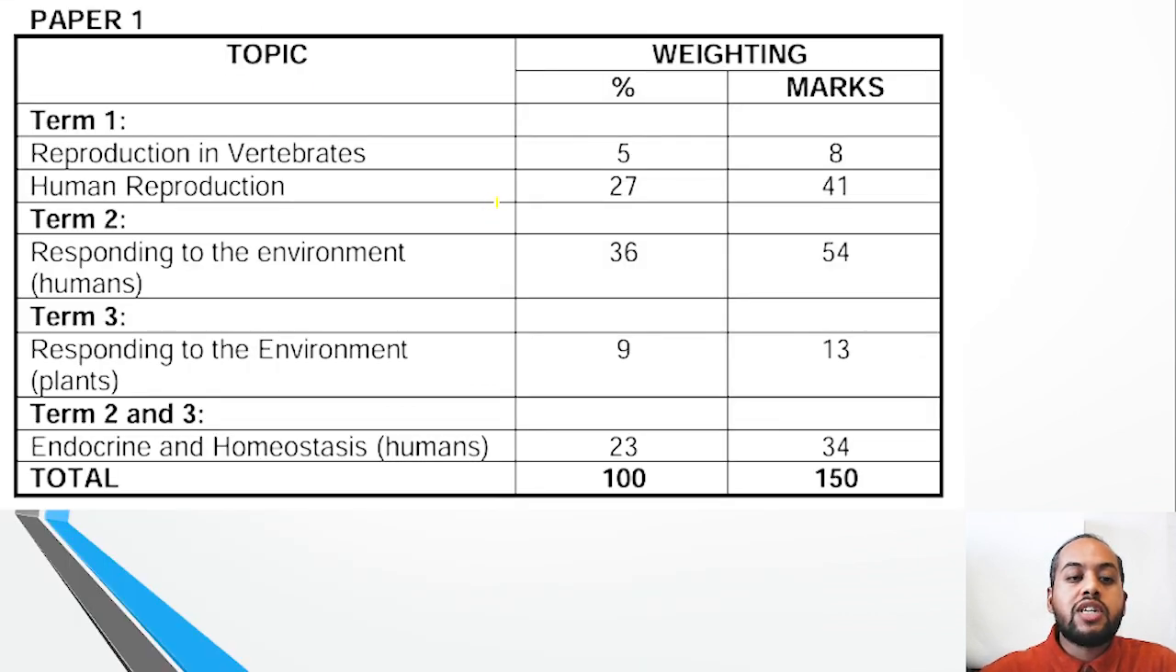That brings us to the end of this video, where we revised human reproduction as well as reproduction in vertebrates using section B questions from previous exam papers. Please make sure that when you are studying for paper 1, you are studying the correct topics, namely reproduction in vertebrates and human reproduction, responding to the environment in humans, which comprise of the nervous system, responding to the environment in plants, which comprise of plant hormones, and then lastly the endocrine system and homeostasis. In this video, we completed reproduction in vertebrates and human reproduction using section B questions from previous exam question papers.